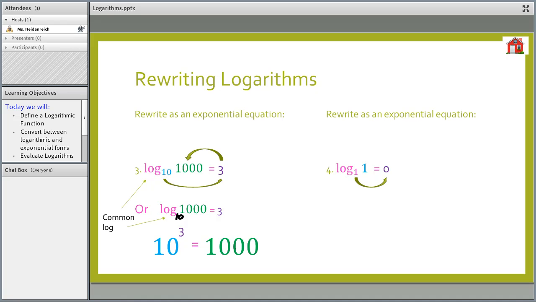All right, last one of these. 1 to the 0 power equals 1. And that is also a true statement. Anything to the 0 power equals 1. So 1 to the 0 power equals 1.